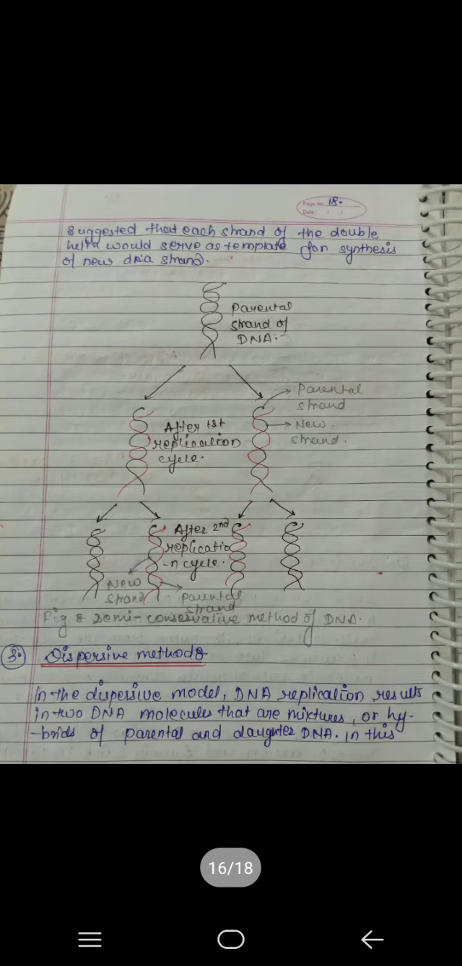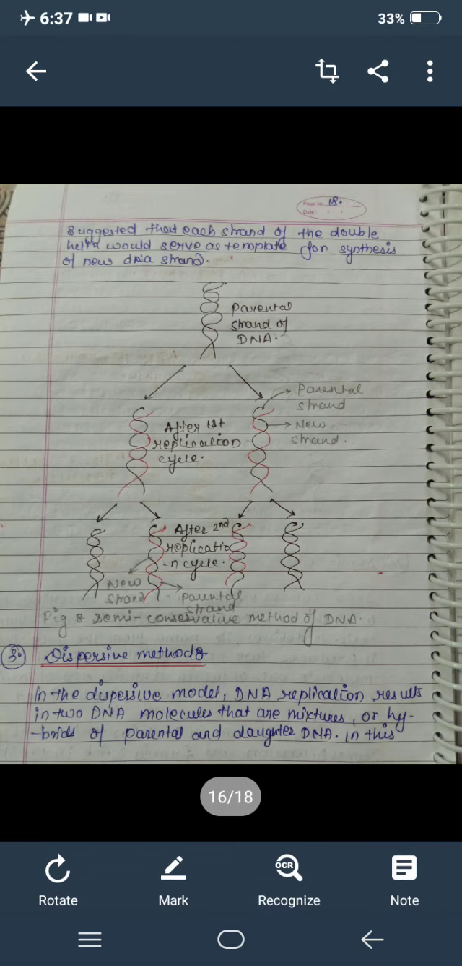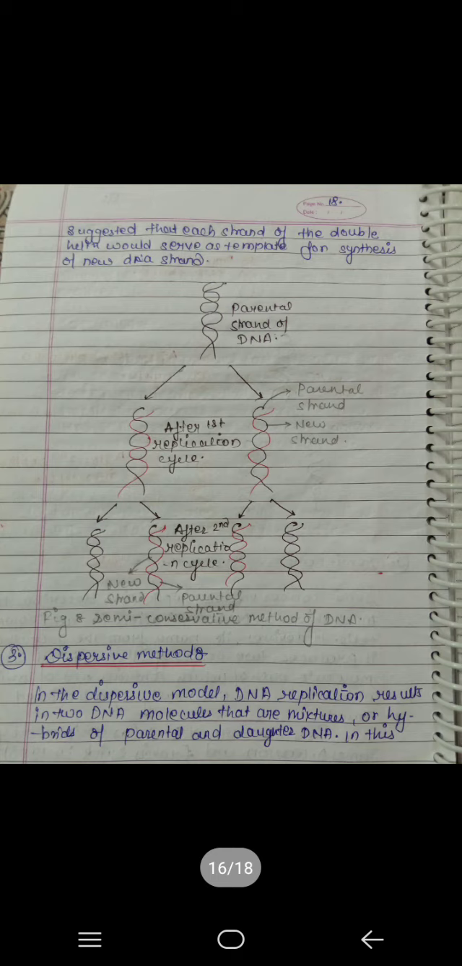As you can see, the parental strand unwinds and the single strand forms, and after that the strand of red color is the newly synthesized strand, and the black one is the parental strand. After the second replication, again these two strands formed in the first replication act as parents and another new strand will be formed.